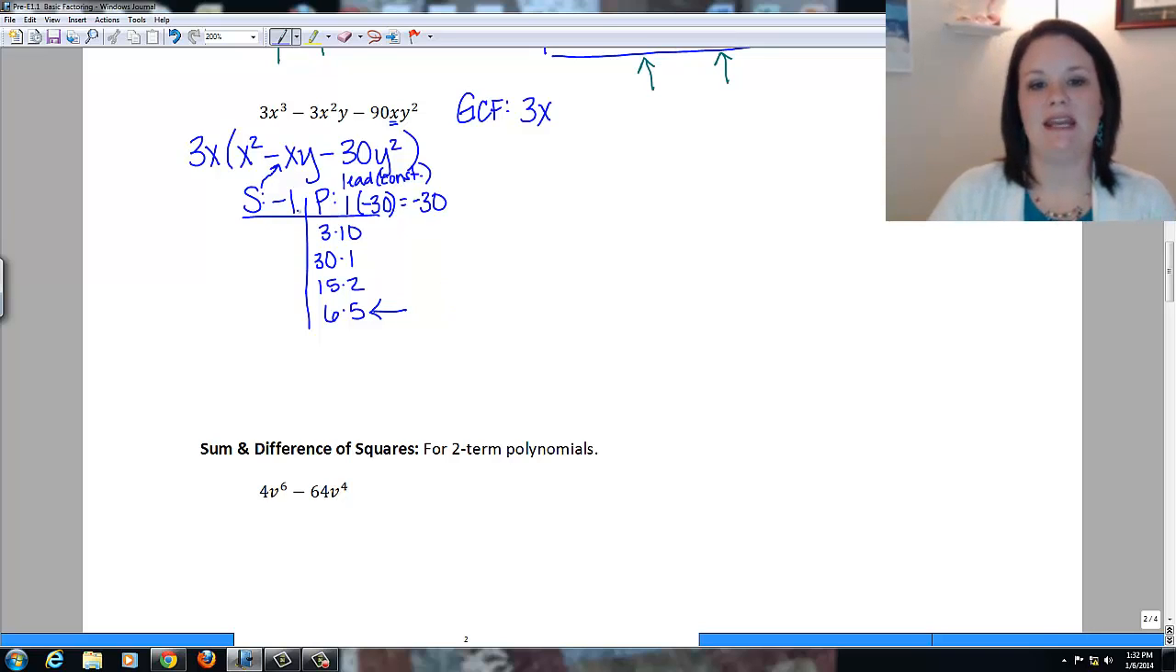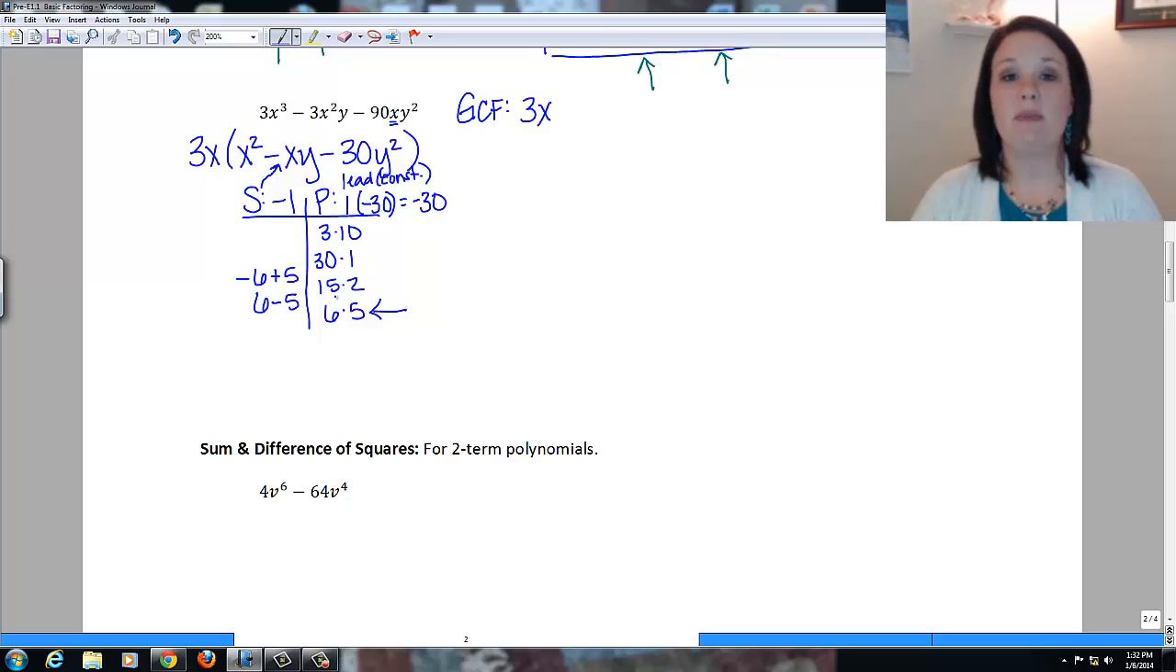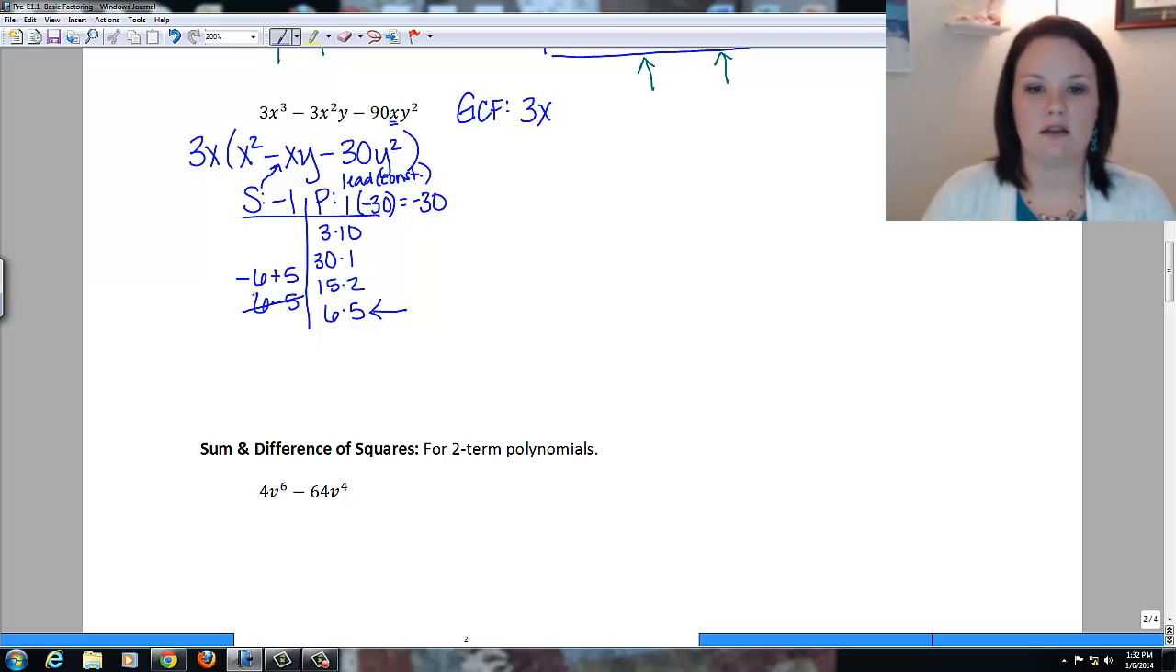To end up with a -1, I'm either going to use -6 plus 5, or I'm going to use +6 minus 5. Okay, my bigger number needs to be negative so that my answer is negative. So not this one. We're going to go ahead and use this pairing. So just like before, I'm going to take the numbers in the chart and use that to replace this middle term. Remember, when we do that, the middle term has to keep the same label.